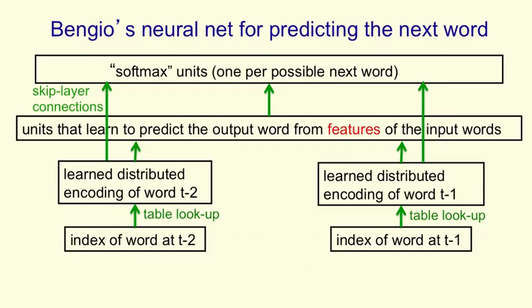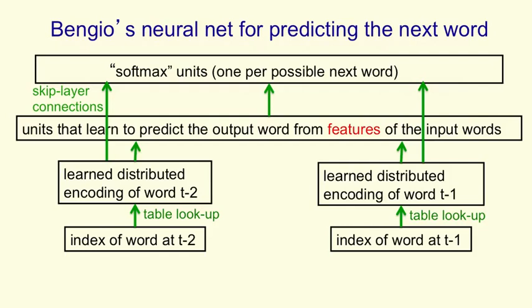Bengio's model was actually slightly worse than trigrams at predicting the next word, but it was in the same ballpark, and if you combined it with trigrams, it improved things. Since then, these language models that use feature vectors for words have been improved considerably, and they're now considerably better than trigram models.